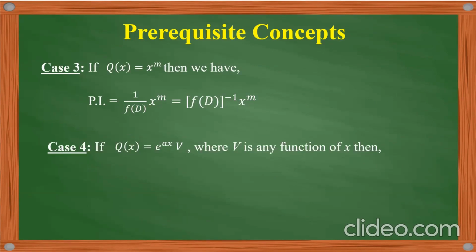Now in the last case, if we have e to the power ax multiplied by V, and V is any function of x, and if we want to remove this e to the power ax part, then we can remove this e to the power ax out of this operator part. But when we remove this e to the power ax, we need to replace our D by D plus a. So these are four different cases to find particular integral, and four different cases to find complementary function.